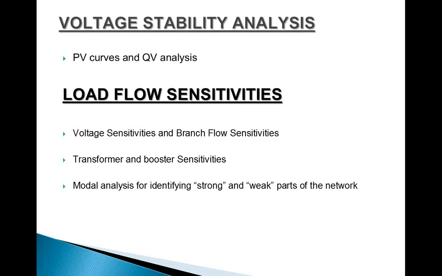In the load flow sensitivity test, we generally see the voltage sensitivity, branch flow sensitivity, and transmission and booster sensitivity. Modal analysis for identifying stronger and weaker parts of the section can also be interpreted in this network of the power system. That is, which part of the section is stronger and which part is weaker, that kind of analysis can also be done on this software. So in the load flow sensitivity test, these are the features supported by the software, and we can go through them while analyzing the stronger and weaker parts of the section.